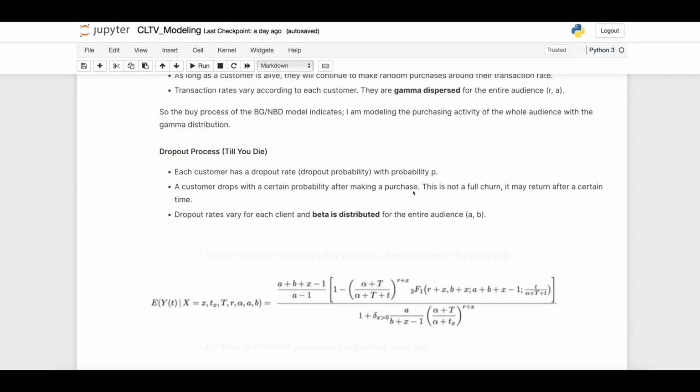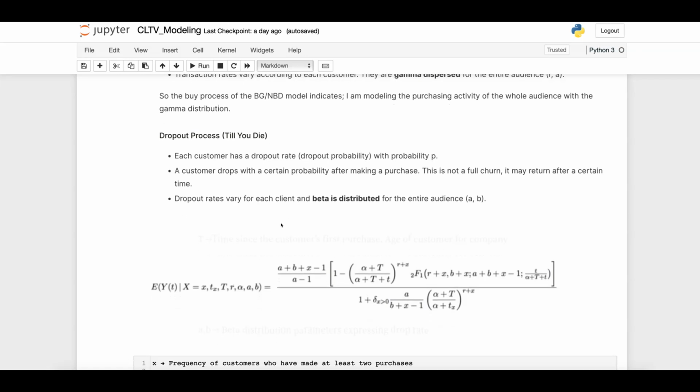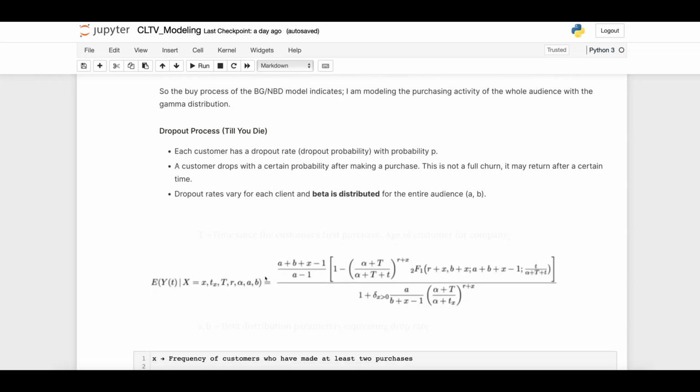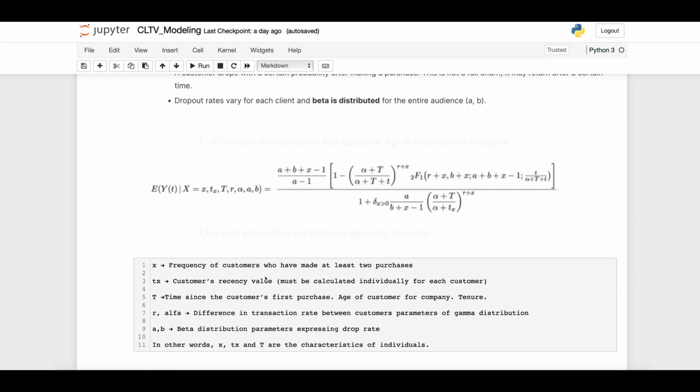Now the dropout rates vary for each customer, and that distribution follows a beta distribution. And the following is a formula basically for calculating the expectancy given X, and we have a bunch of attributes over here. Though the purpose of this exercise is not to delve into the details of the formula, but just to give you a perspective of the different acronyms used here.